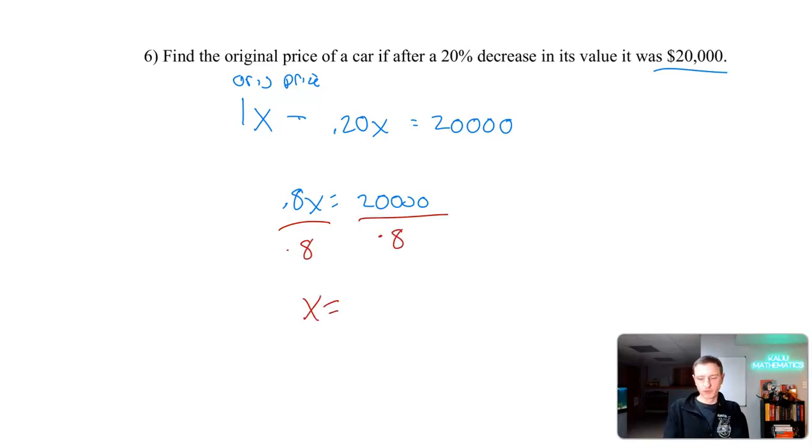X equals 20,000 divided by 0.8. That is 25,000. So that means that the original price of the car was a $25,000 car. We took off 20% to get it down to $20,000.